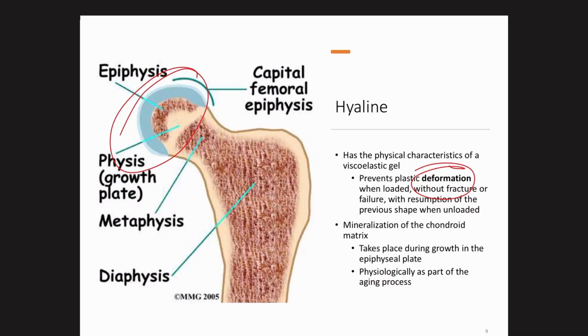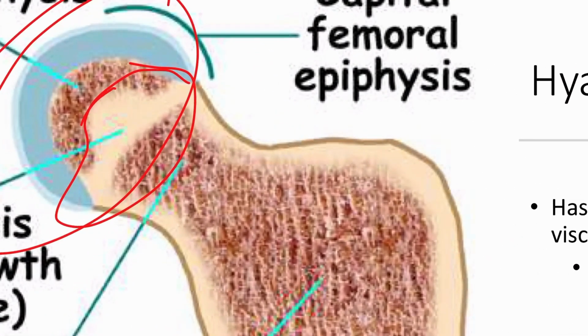And also, mineralization of this chondroid matrix takes place during growth in the epiphyseal plate. So this plate is very important, this growth plate right there. Okay? When we talk about fractures, especially in kids, and we'll get to this at the very end of the whole musculoskeletal section, you have to know, especially in kids, was the growth plate fractured as well? Because if the growth plate was fractured, they may have problems with growth of that bone.